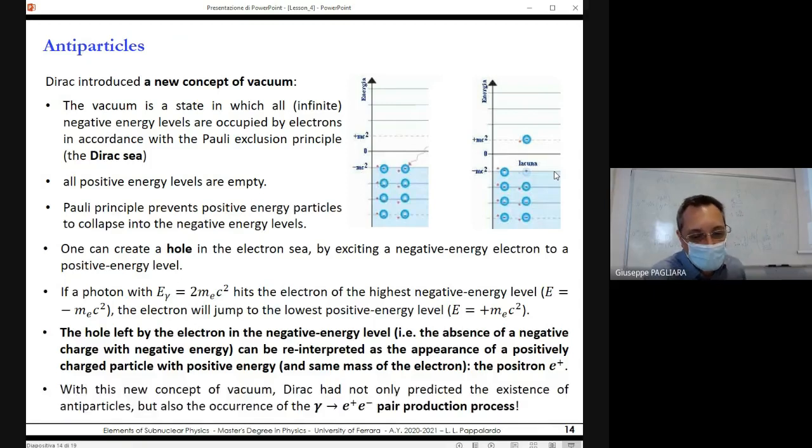Now, with this new concept of vacuum, Dirac not only predicted the existence of antiparticles, but also the occurrence of the gamma to e+ e- pair production process, which had not been observed at that time yet. So, he was very smart. He made a very elegant theory. He also provided some kind of explanation, but clearly everything drops out if we don't have an experimental proof of this. So the question is now to find experimentally the existence of antiparticles, and this will prove the theory, of course.